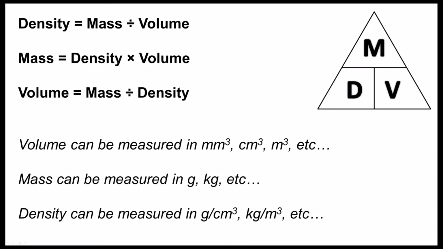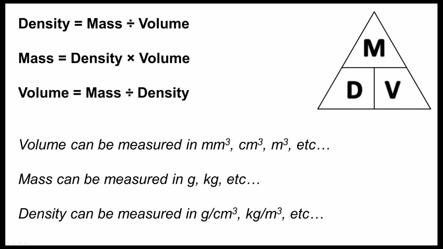In today's lesson, we're going to look at some calculations involving density. The main thing that you need to remember is that density is equal to mass divided by volume, although there are two rearrangements of this which are useful to know. That is that mass is equal to density times volume, and volume is equal to mass divided by density.